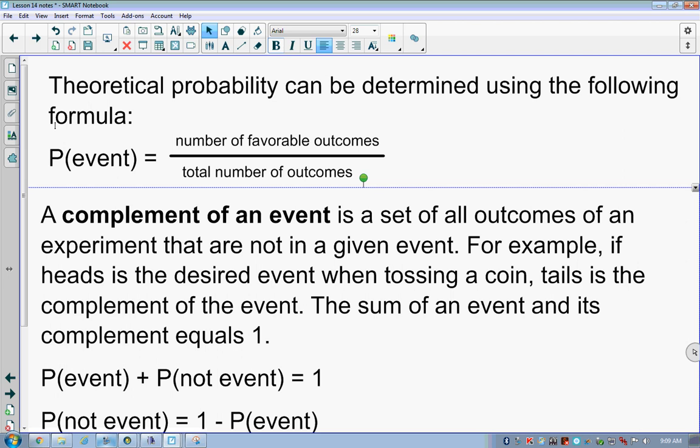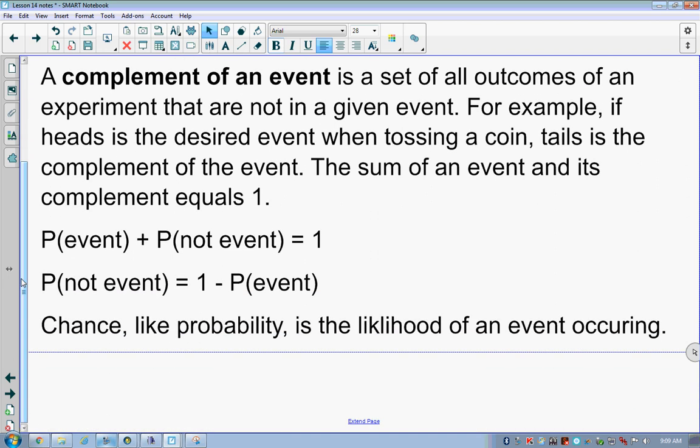The sum of an event and its complement should equal 1. Remember that if I'm flipping a coin, I have two possibilities, right? One heads, one tails. Heads is my desired event, tails is my complement event. 1 plus 1 is 2. 2 divided by 2 is 1. So the probability of an event plus the probability of not the event should equal 1. It's a little confusing, but I hope we pick up on it. Chance, like probability, is the likelihood of an event occurring, so it's somewhat similar, but it's not the same as odds.